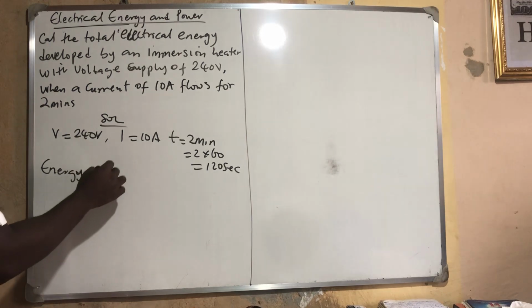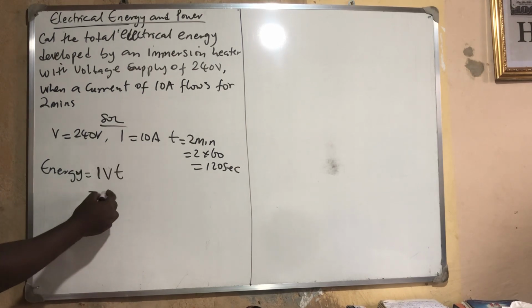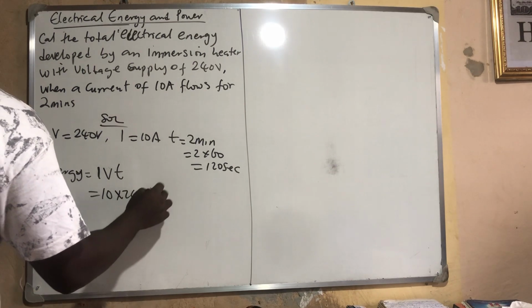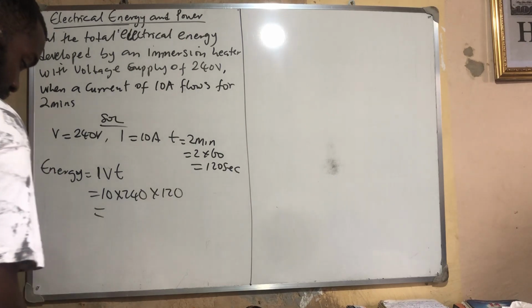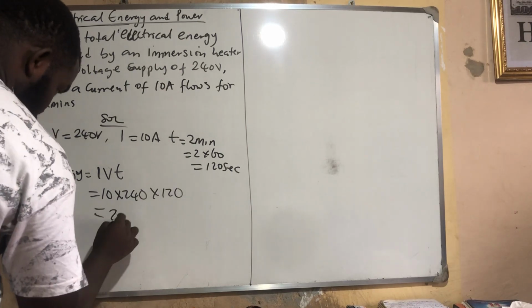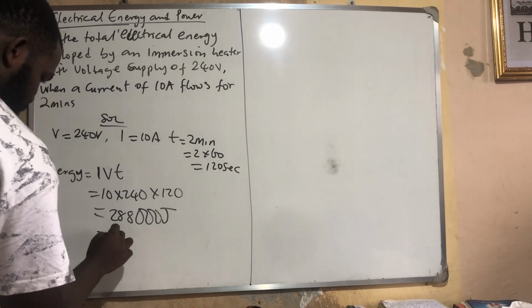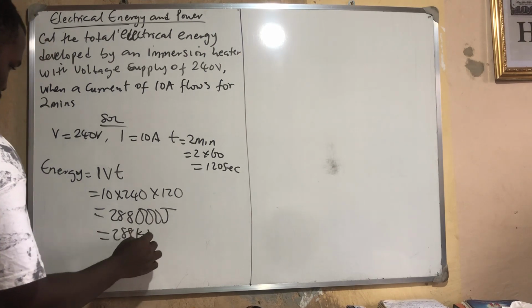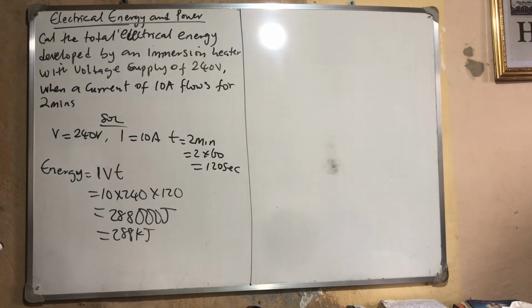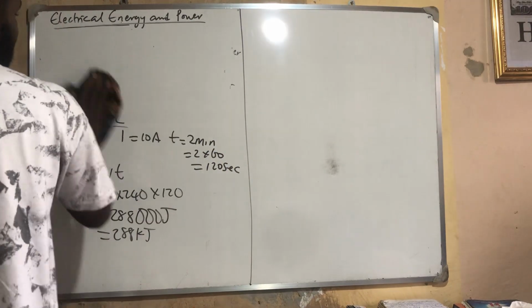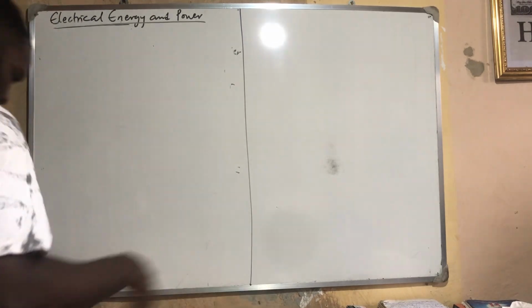Don't forget that your energy is equal to VIT, or IVT, or ITV. Any one. So that is 10 times 240 times 120. If you multiply everything there, you'll have 288,000 joules, which is 288 kilojoules. That's the first simple question. We always start with the simple one, then we move to the more difficult ones.